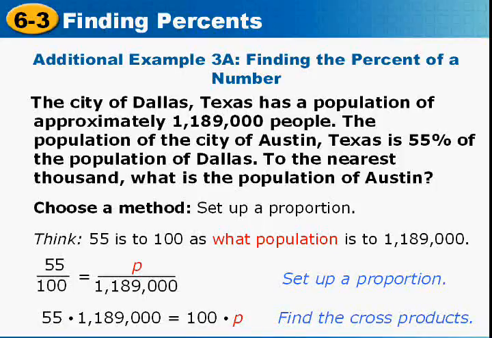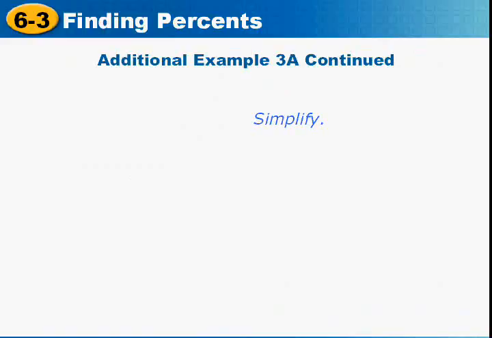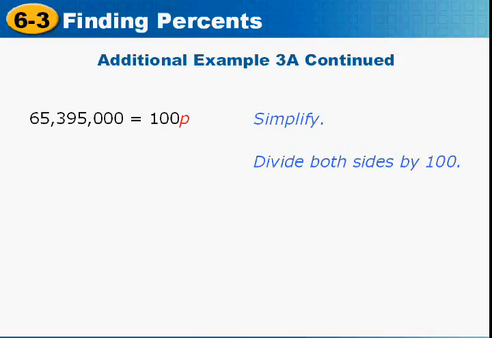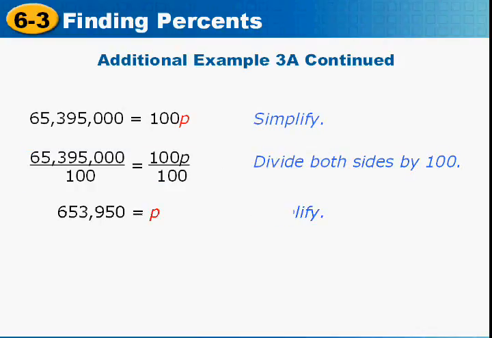Find the cross products. 55 times 1,189,000 is equal to 100 times P, which gives us 65,395,000 equals 100 times P. In order to get the P by itself, population, you need to do the inverse operation. So we're going to divide both sides by 100. When we do that, we get 653,950.